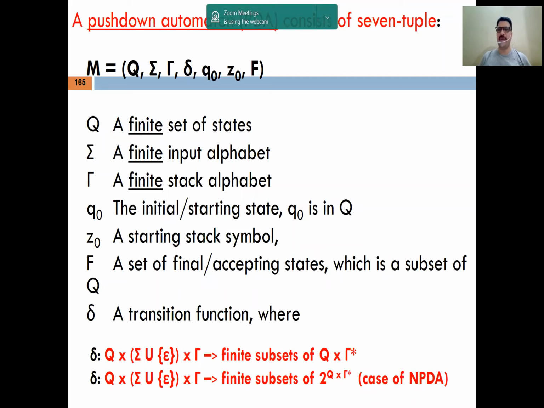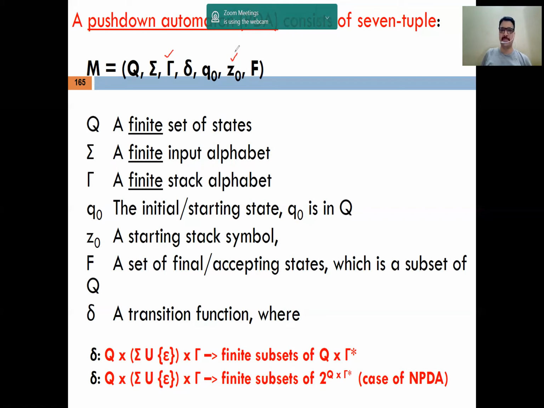PDA can be defined by using a 7-tuple that can be represented as M = (Q, sigma, tau, delta, Q0, Z0, F). If we compare this PDA with the DFA, then you can find there are two more symbols used in case of PDA. The two symbols are, the first one is this tau, and another one is what? That is the Z0. Only two symbols are additionally used in case of PDA.